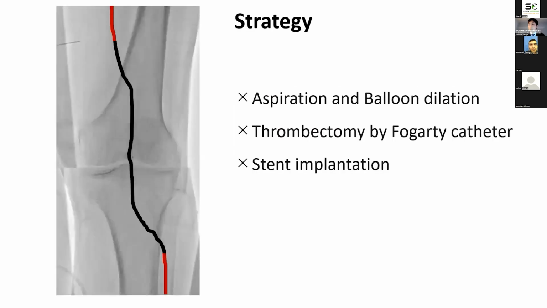The wire could pass the lesion easily. After that, we evaluated the lesion by intravascular ultrasonography. This figure shows the schema of IVUS findings. IVUS means intravascular ultrasonography. The red line shows the healthy vessel, and the black line shows the occluded lesion. First, we performed aspiration and balloon dilation, but they couldn't revascularize.